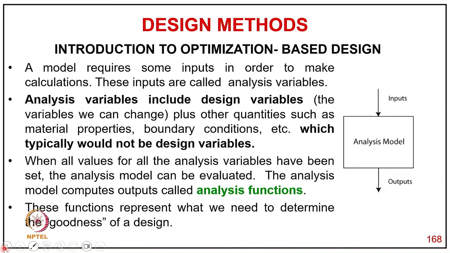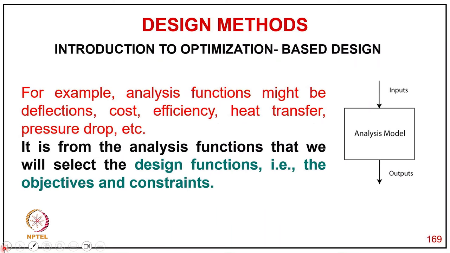As you can see, input to the analysis model comes with output, and these functions represent what we need to determine the goodness of a design. Typically, example analysis functions might be deflection, cost, efficiency, heat transfer process, plus pressure drop, etc. And it is from the analysis functions that we select the design functions, that is, the objective function and constraints.